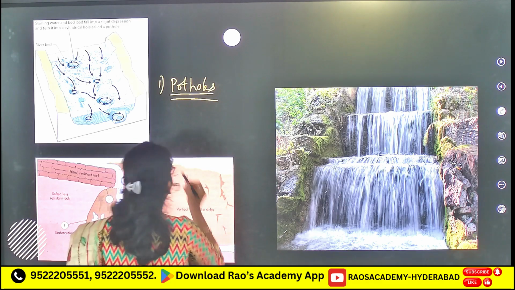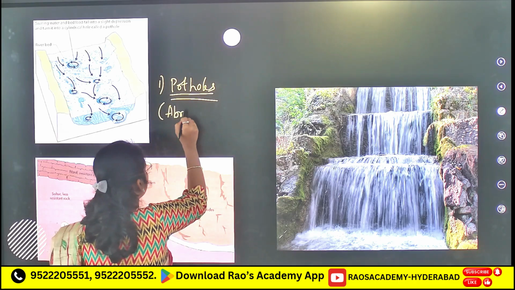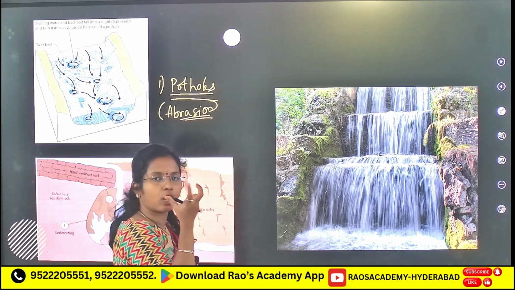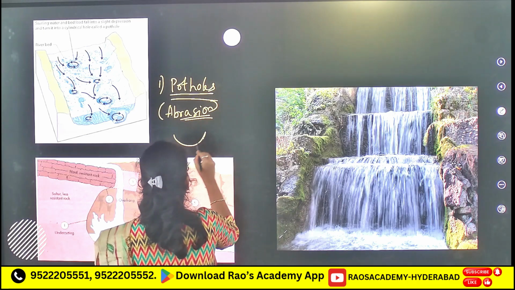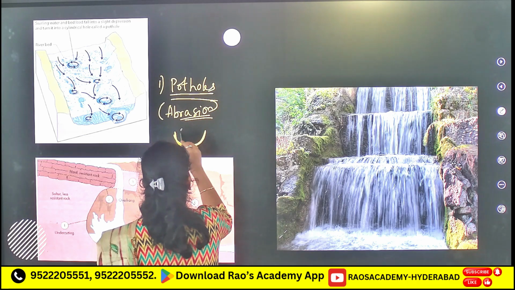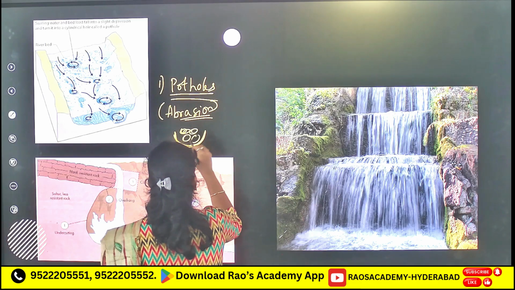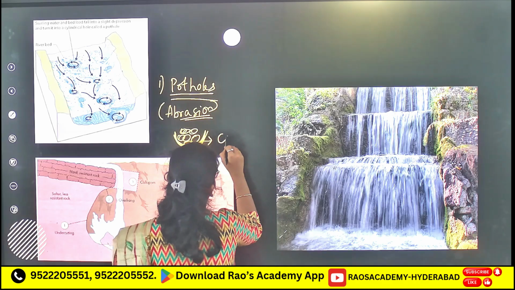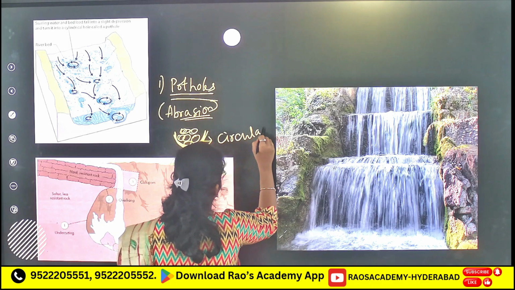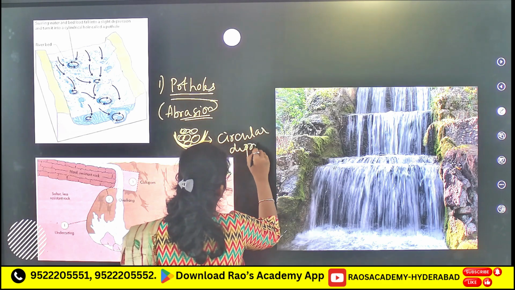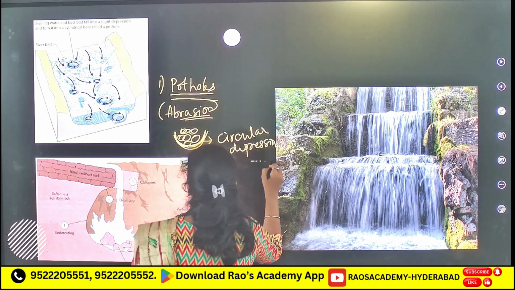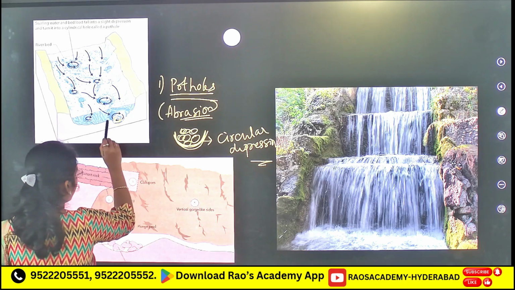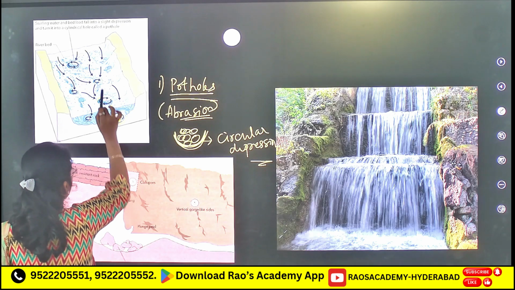Potholes because of abrasion, cylindrical or circular depressions. Here rocks are there, and because of the abrasion they create cylindrical or circular depressions. Those are known as potholes. Here they move circularly, and because of that grinding they create depressions.